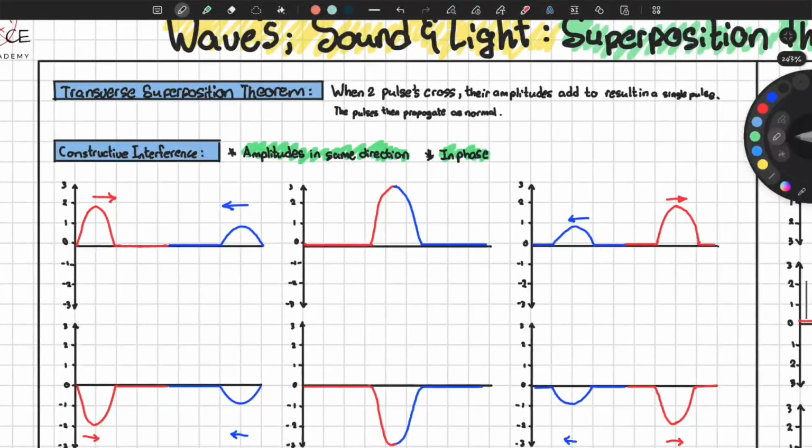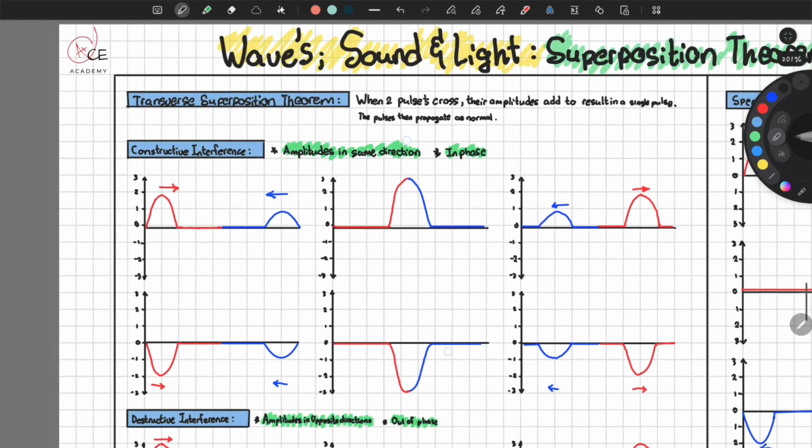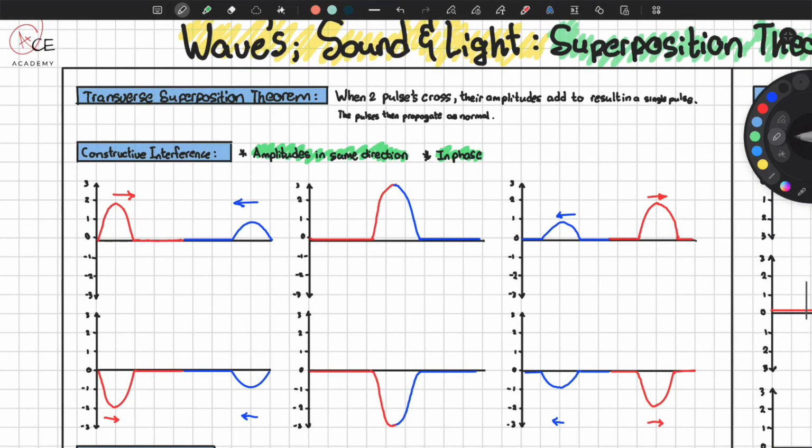The first thing that we are going to do together is something that is known as constructive interference. This is what happens when two pulses cross and they are on the same side of the medium. What I mean by that is the amplitudes will be in the same direction, and these two waves will be in phase. When I speak about a pulse being in phase, we are talking about the fact that their crests will line up. Now, in case you do not know what a crest is or what a trough is, I just want to highlight that quickly on the diagram that I have drawn out.